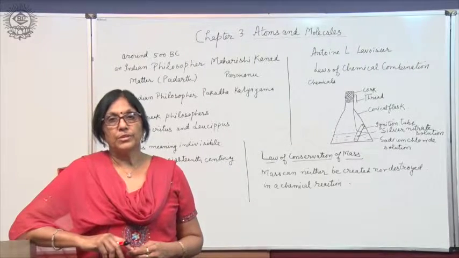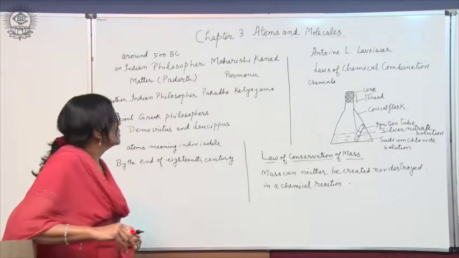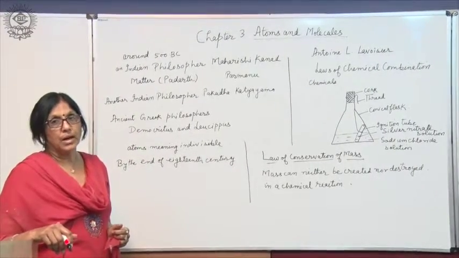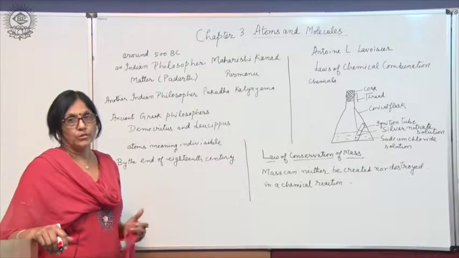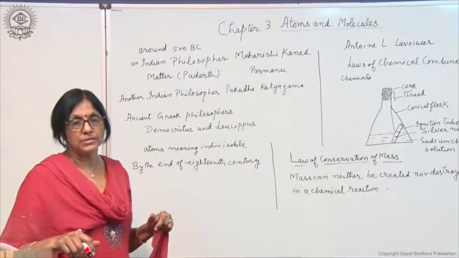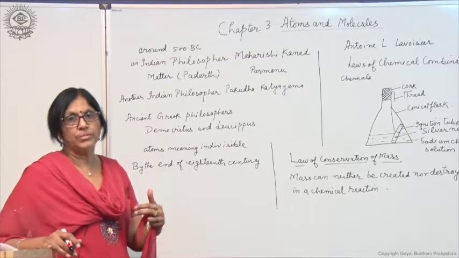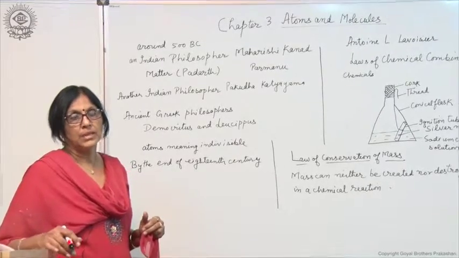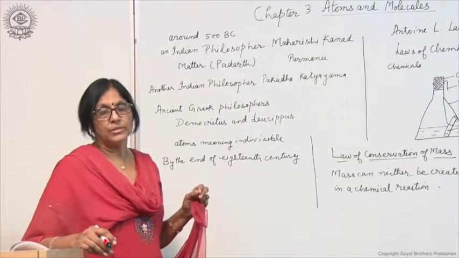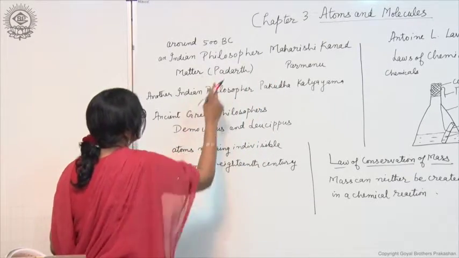Now we will start chapter 3, atoms and molecules. Around 500 BC, an Indian philosopher, Maharishi Kannad, postulated that when matter is divided into smaller particles, and the smaller particles are further subdivided, continuously being divided into smaller and smaller particles, a stage comes when it cannot be further subdivided. He named this smallest particle as Parmanu and matter as Padarth.